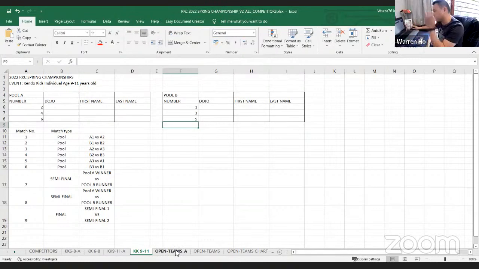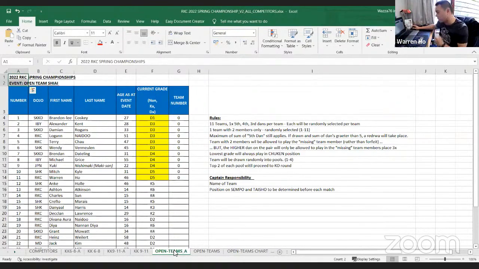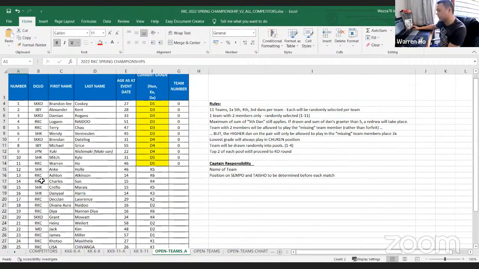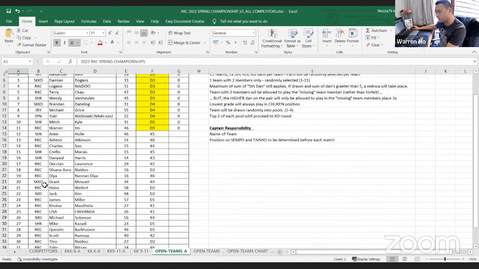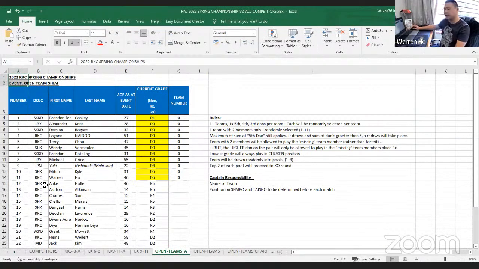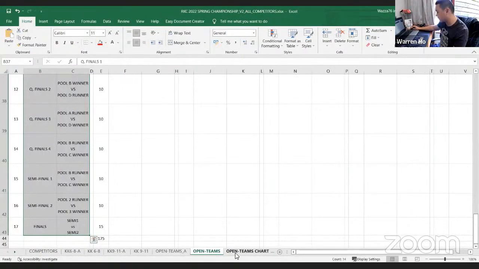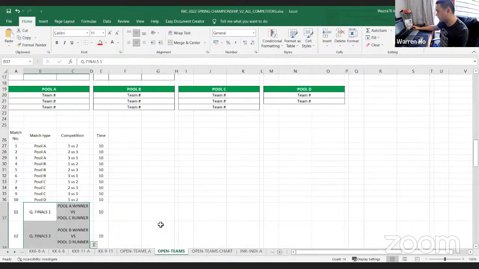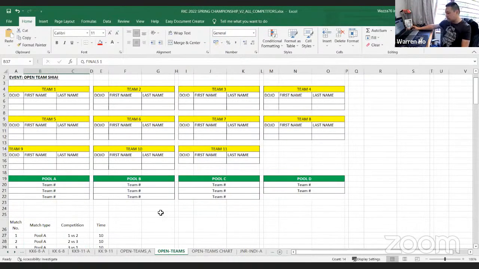I'm going to do the big one first, which is the teams, and I'll explain why. So the team competition, which is open competition, we've had over 33, we have 33 competitors, which means it's going to be 11 teams, which also means that we've needed to, how did I do this? 11 teams with 5 pools, eh? Did I do that? Let's take a look. 11 teams with 4 pools, sorry.